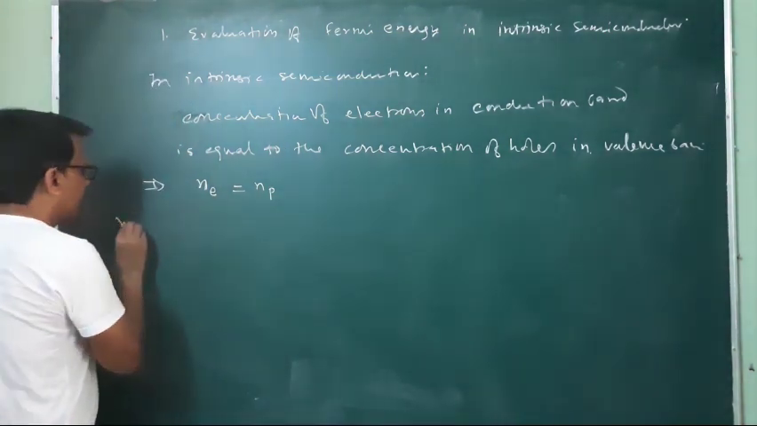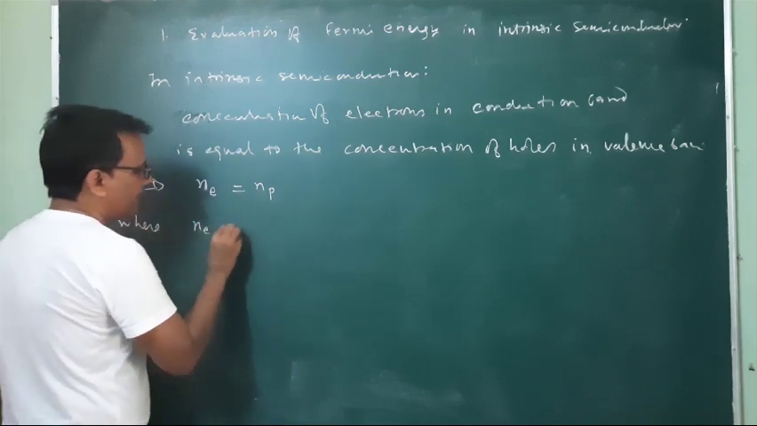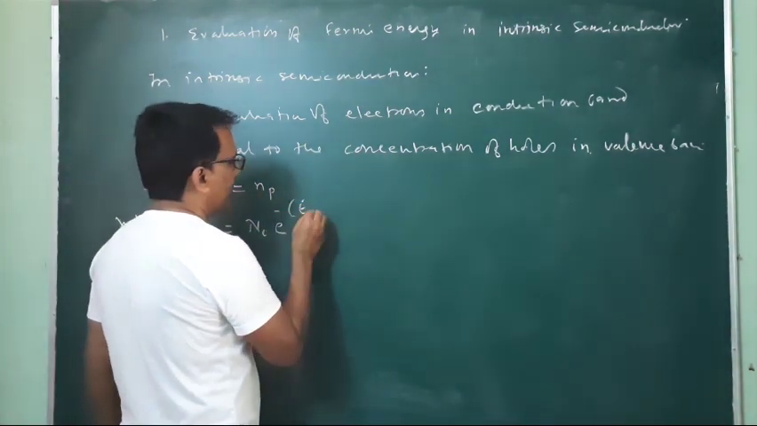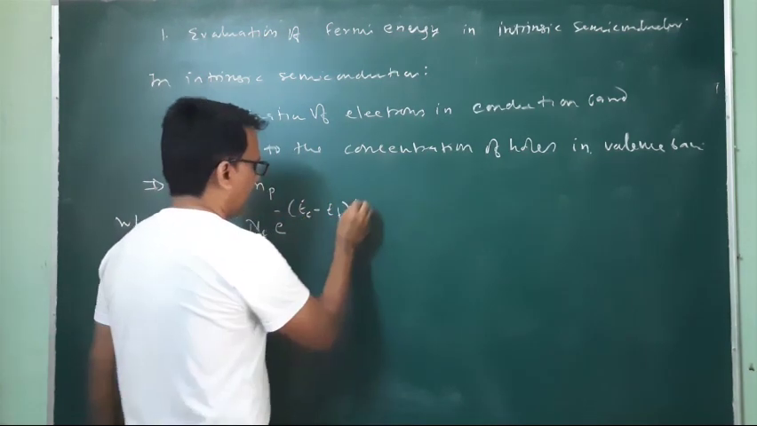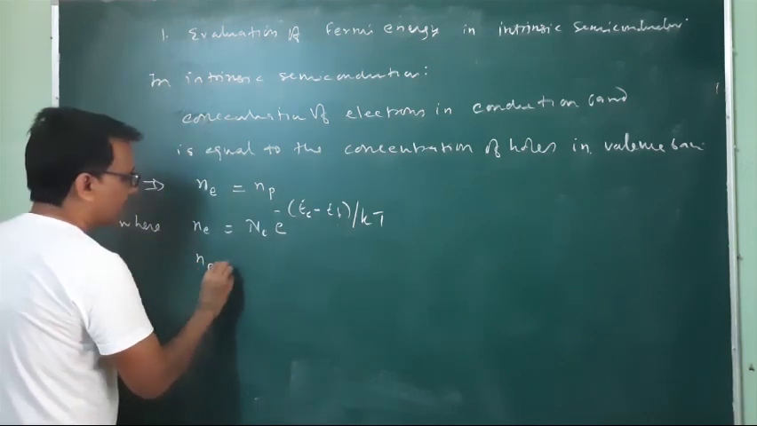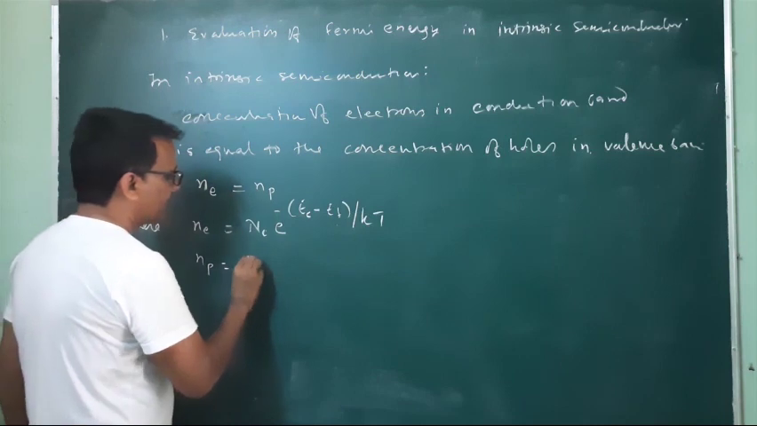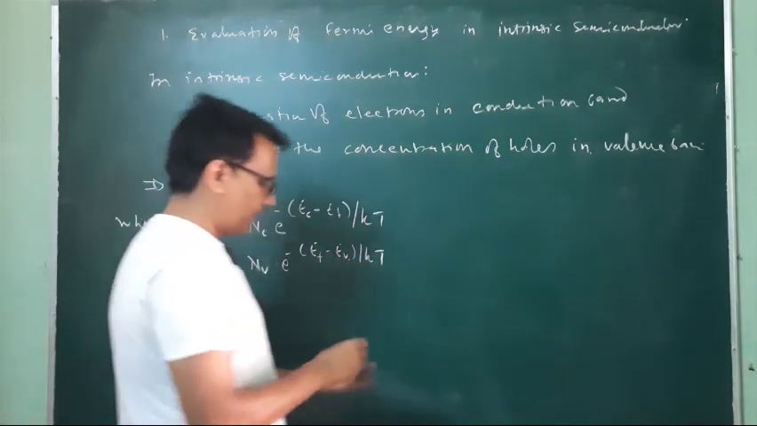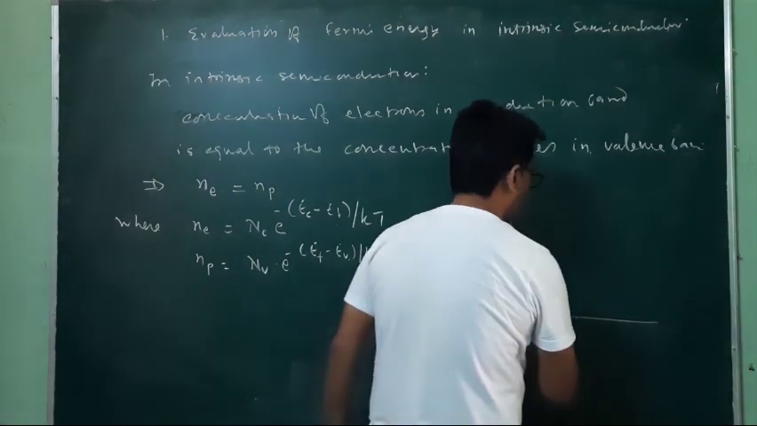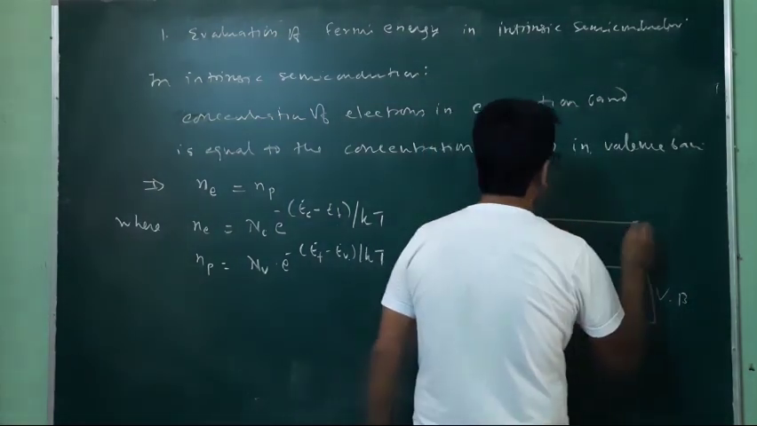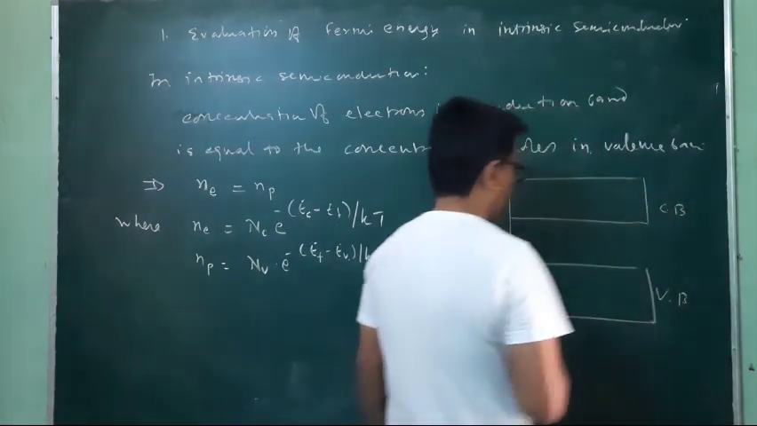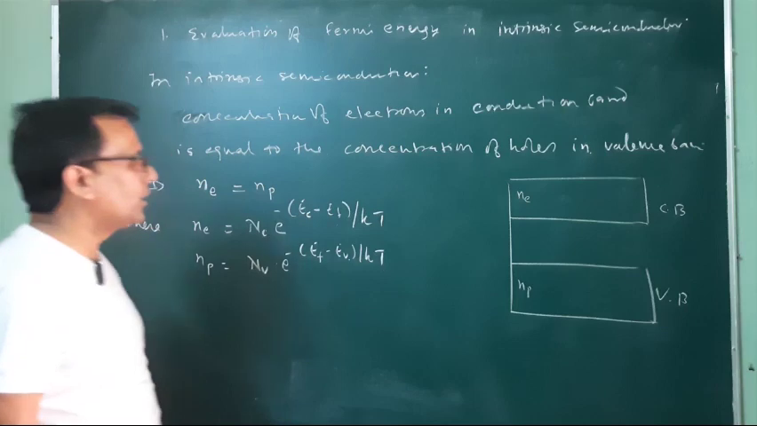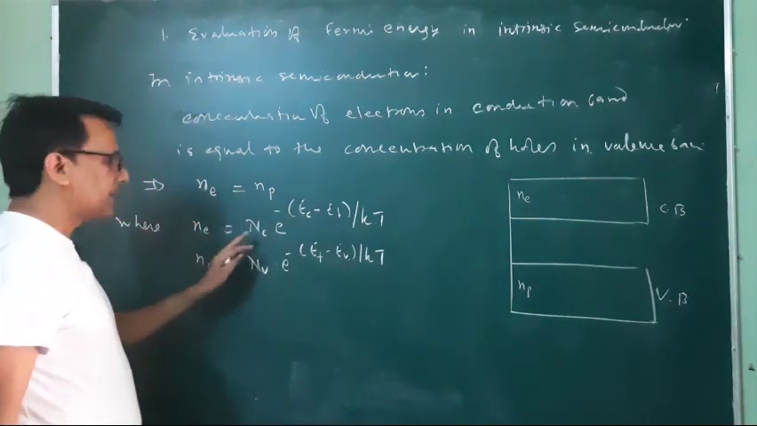From our previous calculation, n_e is equal to N_c, another constant corresponding to the conduction band, times exponential of minus (E_c minus E_f) by kT, and n_p, the carrier concentration of holes in the valence band, is N_v times exponential of (E_f minus E_v) by kT. If this is the valence band and this is the conduction band, then the number of holes n_p is equal to the number of electrons per unit volume at a particular temperature in the conduction band, and mathematically it is represented by this.